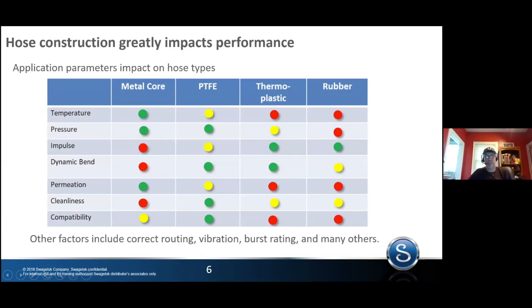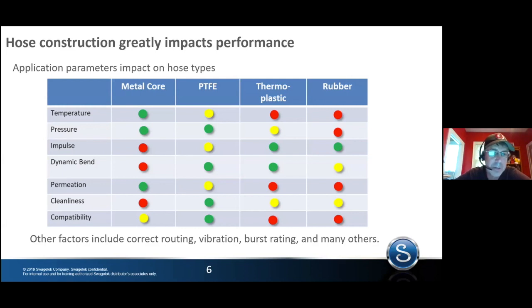Now these are important to understand because every hose performs differently given different system parameters. And we see this all the time where a very high quality hose is put in the wrong application, and that hose will fail very, very quickly, even though it's a very high quality hose, just because it's being applied to the wrong type of system parameters. And this is intended to be basically a cheat sheet or a quick reference guide as to what type of hose is good for what type of parameters.